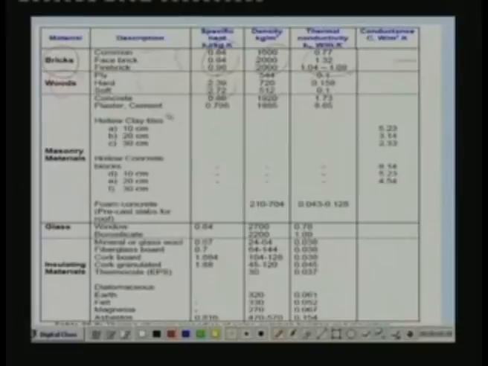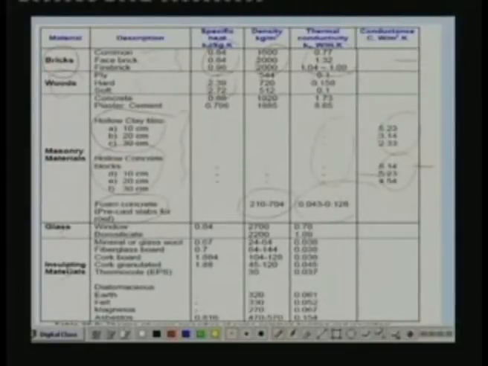When it comes to hollow clay tiles or hollow concrete blocks, the thermal conductivity values are not given because here the heat transfer, as I have discussed just now, is by multimode: convection, conduction and radiation. So for these materials, the conductance values are given. These values are generally obtained from experimental measurements. For example, for hollow concrete block of 10 centimeter thickness, this is the conductance value; for 20 centimeter, this is the conductance value; for 30 centimeter, that is the conductance value. Similarly for foam concrete, this is the density value and this is the thermal conductivity value. Similarly for glass and for insulating material.